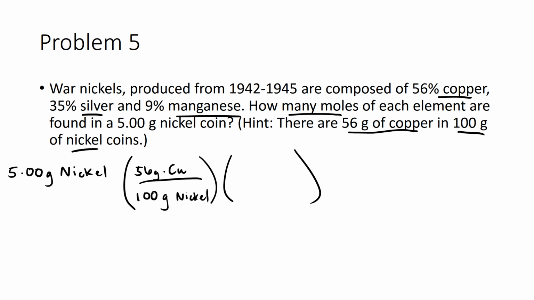And then to go from the grams of copper into the moles of copper, we just need the molar mass. The molar mass of copper is 63.546 grams per 1 mole of copper. If we go ahead and carry out this calculation, you'll notice that the grams of nickel cancel with the grams of nickel, and then the grams of copper will cancel with the grams of copper, and our answer will be left in the units of moles of copper, which is what they're asking for.